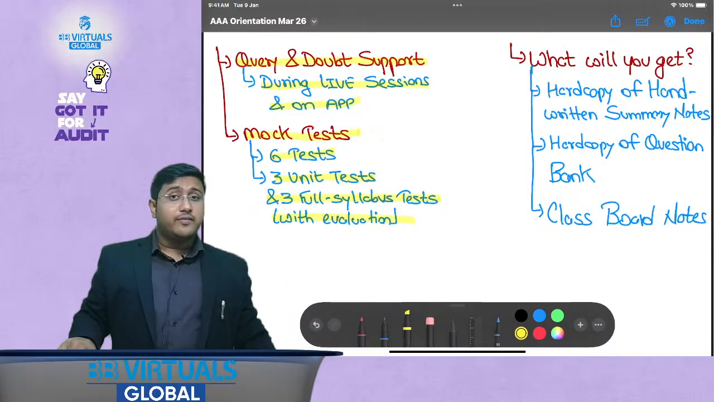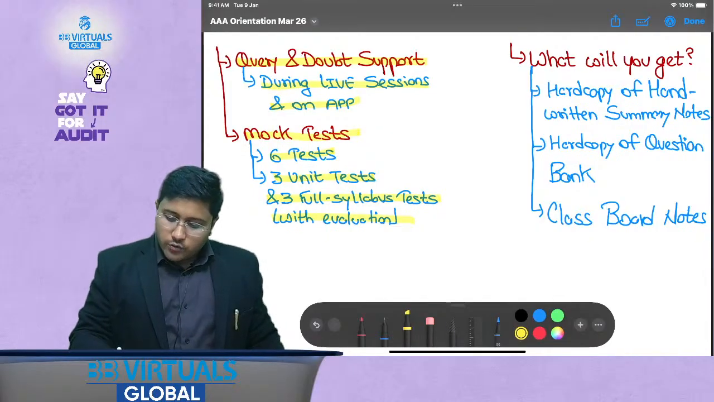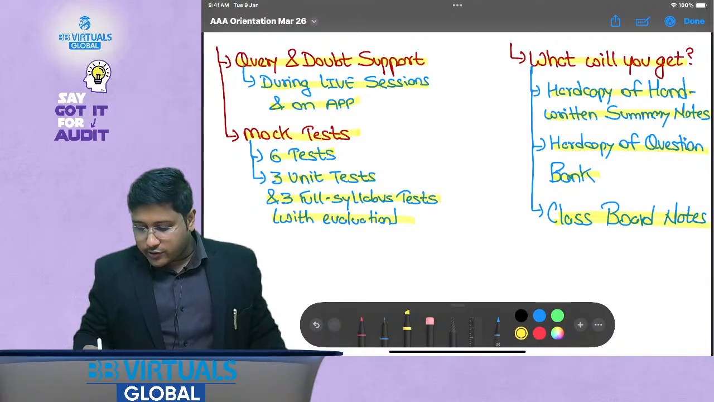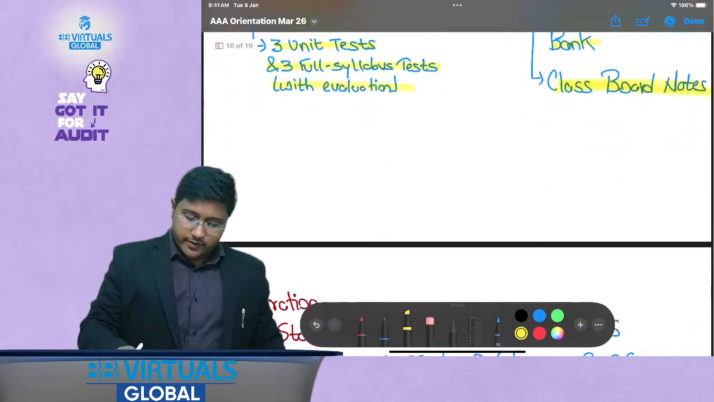Okay, along with evaluation. Who will do the evaluation? You or your team? I will personally be doing the evaluation. What will you get? You will get a hard copy of handwritten summary notes, a hard copy of the question bank, and class board notes in soft copy. Okay, class board notes in soft copy, that is going to be very, very important.